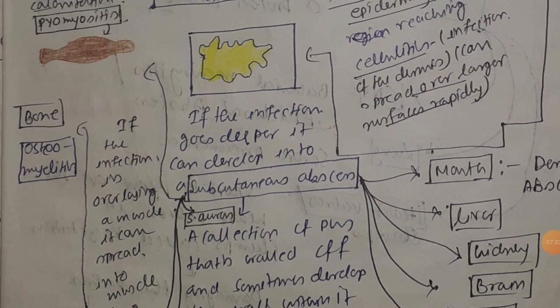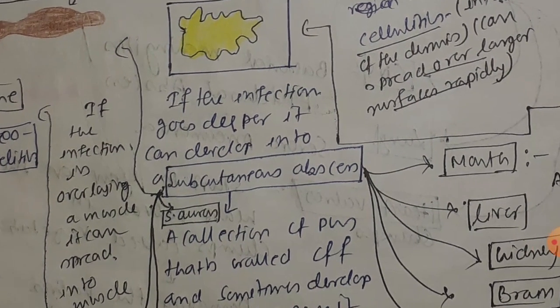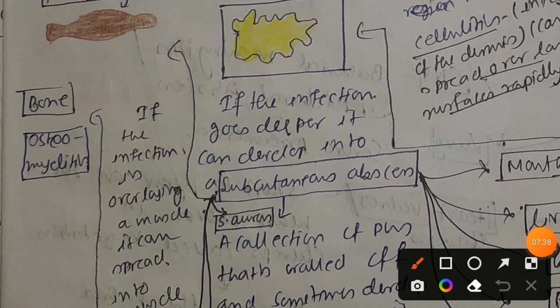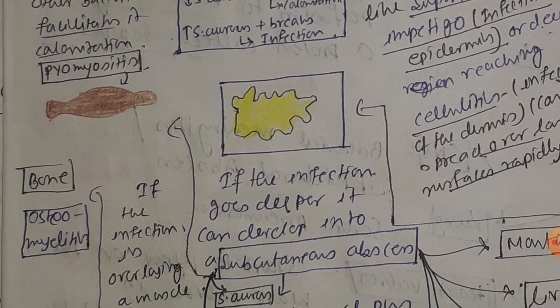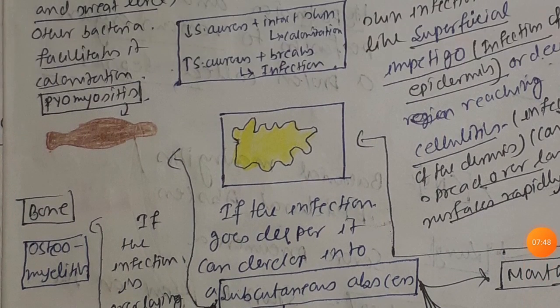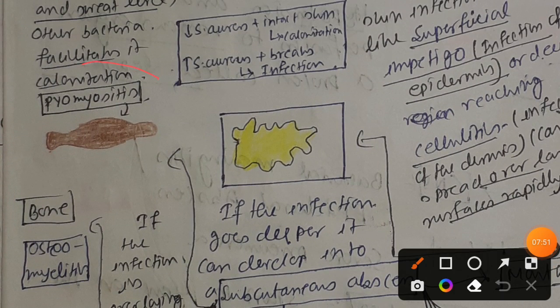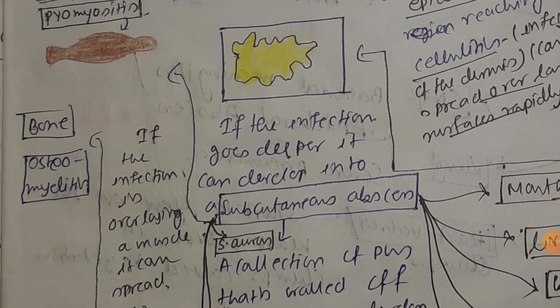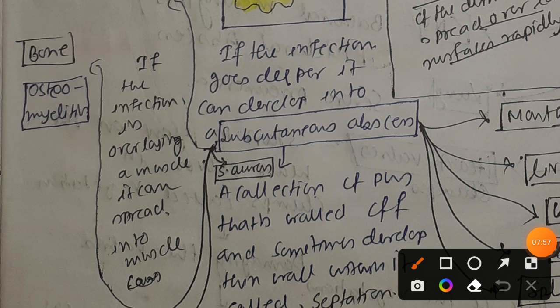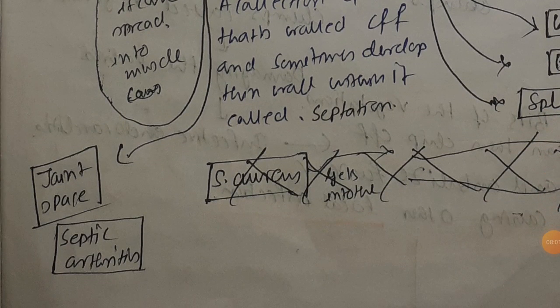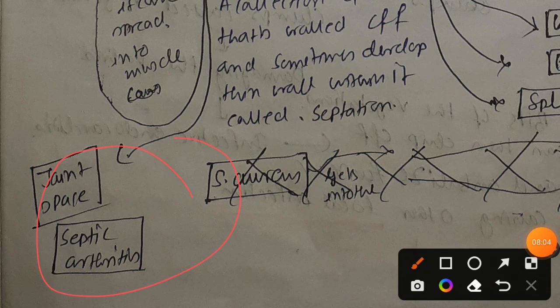Okay, so now along with that, if Staphylococcus aureus is overlying a muscle, it can cause muscle infections such as pyomyositis. That I have written here. That means if the Staphylococcus aureus is overlying a muscle, it can cause muscle infection, and if it is in bone, it will facilitate osteomyelitis, and if it is in the joint space, it can cause septic arthritis.